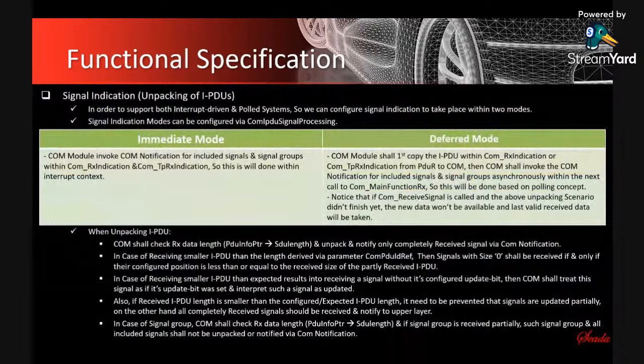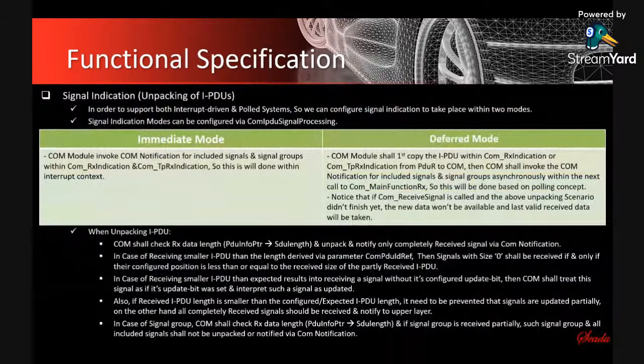What does immediate mode mean? It means that the COM module will invoke the notification for included signals and signal groups within the Com_RxIndication, which is coming through the interrupt context, or Com_TpRxIndication. So anything that happens in the immediate mode, I will inform and update the RTE in the interrupt context.